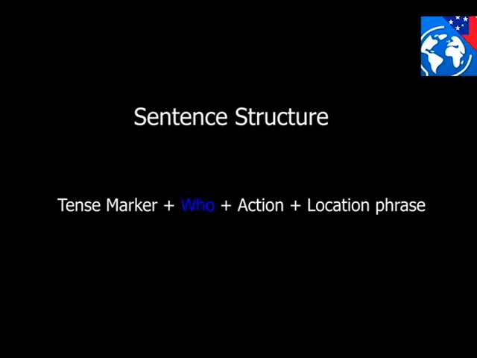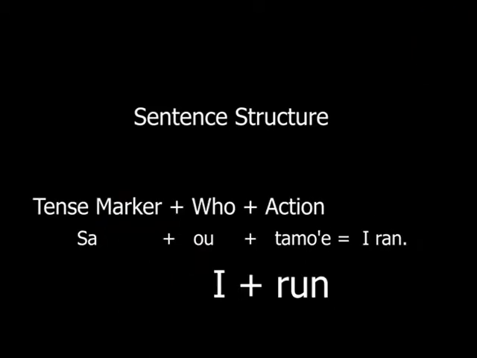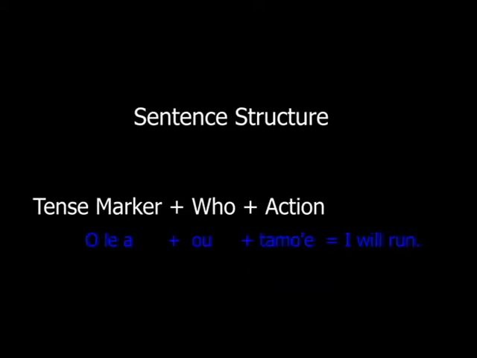Tense marker, then a who word, again a pronoun, the action, and then an end phrase to cap off the sentence. Tense markers modify when something happened or the action of a sentence. For example, sa o komoe. Sa is a past tense marker, so it changes the action word from run to ran. Olea o komoe. Olea is a future tense marker, so it changes I run to I will run.